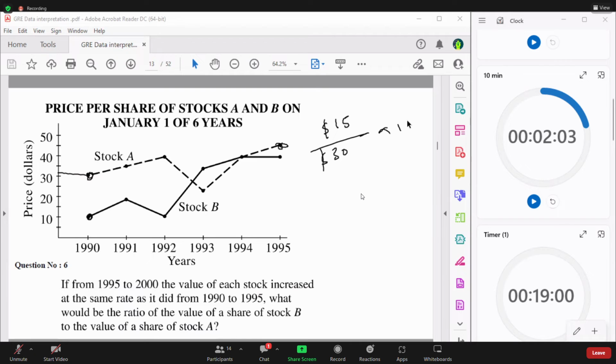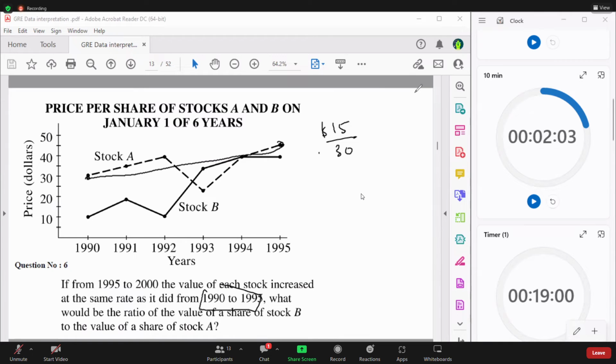So basically, the rate here is a percentage it is asking for. Even if you're talking about rate, it would be 0.5 times, or basically 50%. It increased by 50%. Does that make sense? From 1990 to 95, it increased $15 from $30.